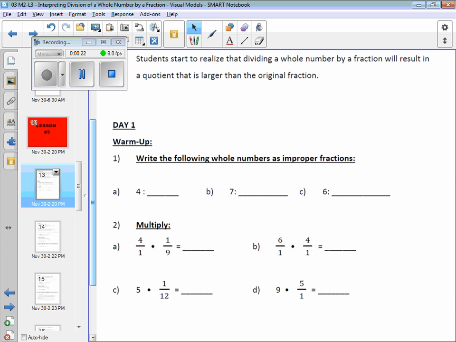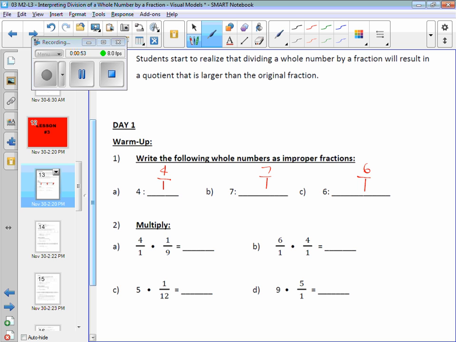So for instance, the whole number 4. What's 4 as an improper fraction? You would be right. 4 over 1. So the rule, very simply, is take whatever that number is and put it over 1. So, Owen, what would 7 be? And Eleanor, what would 6 be? Great.